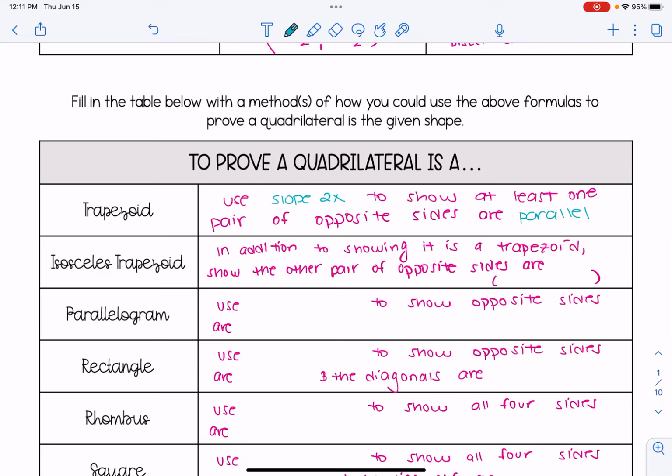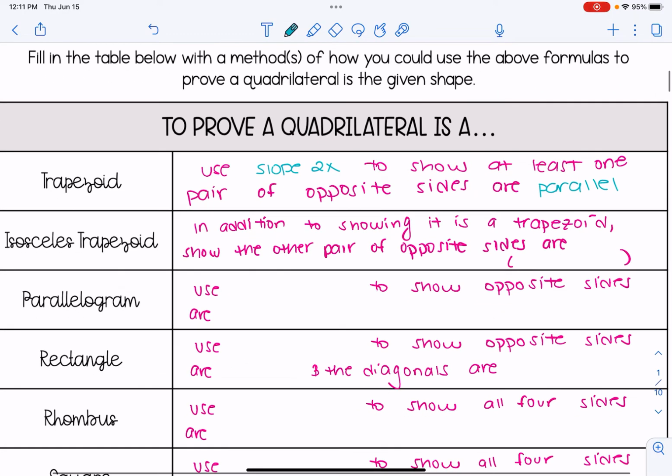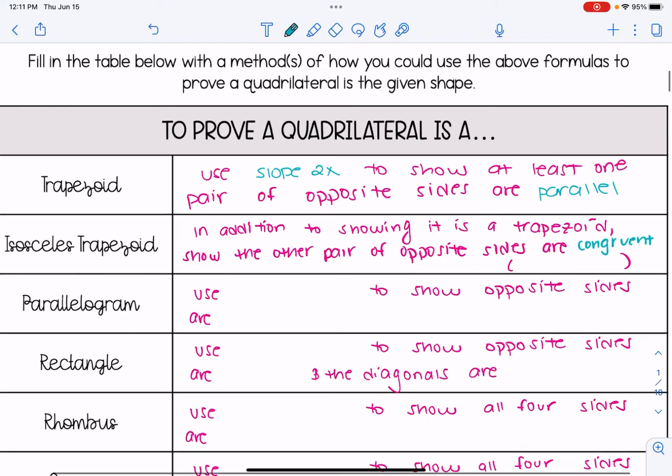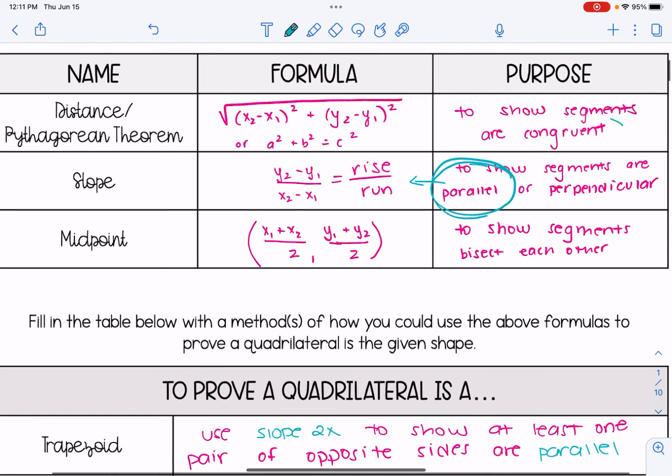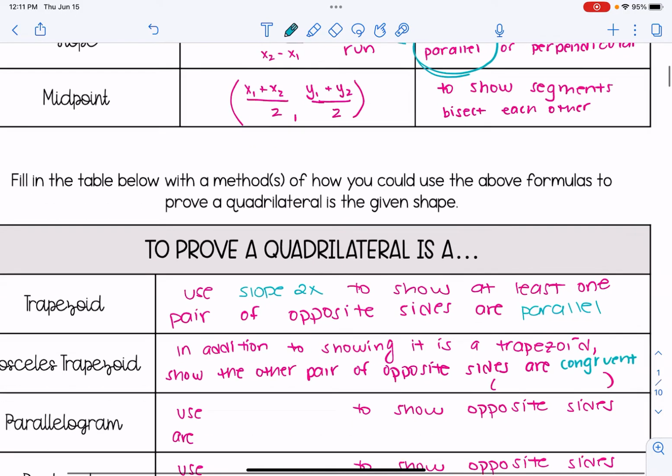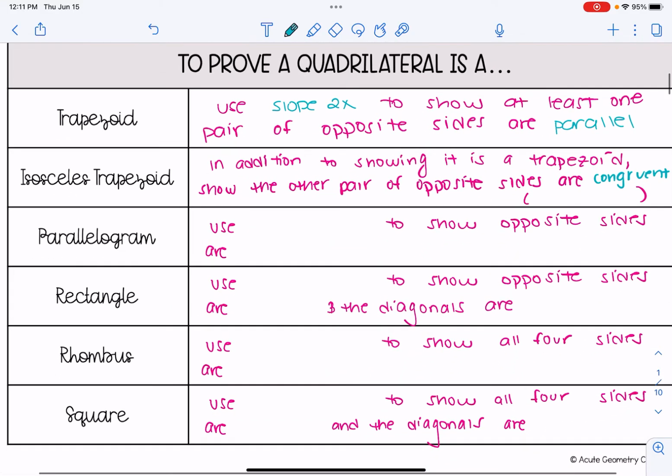All right, if it's an isosceles trapezoid, you still have to do the stuff for a regular trapezoid. But in addition, you're going to show the other pair of opposite sides are congruent. That's what makes it isosceles. And how do we show things are congruent? Look above in our chart. That's by using the distance formula. So since we're going to be showing 2 sides are congruent, we are going to use distance 2 times.